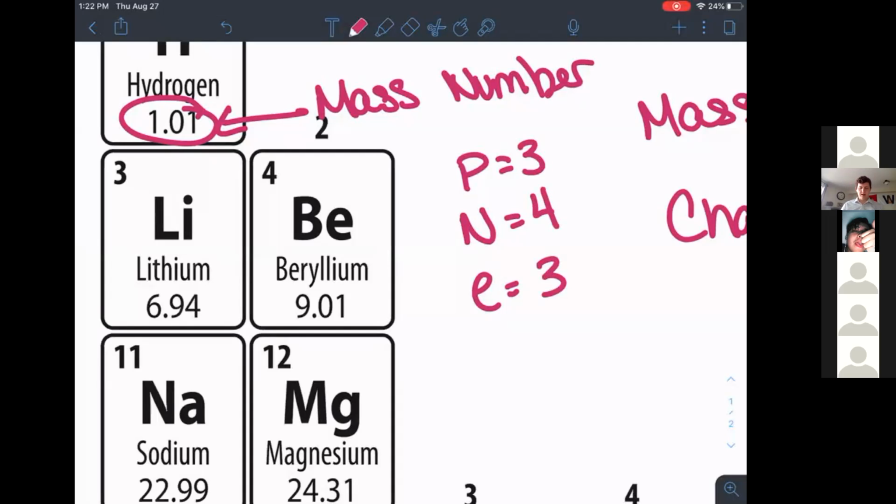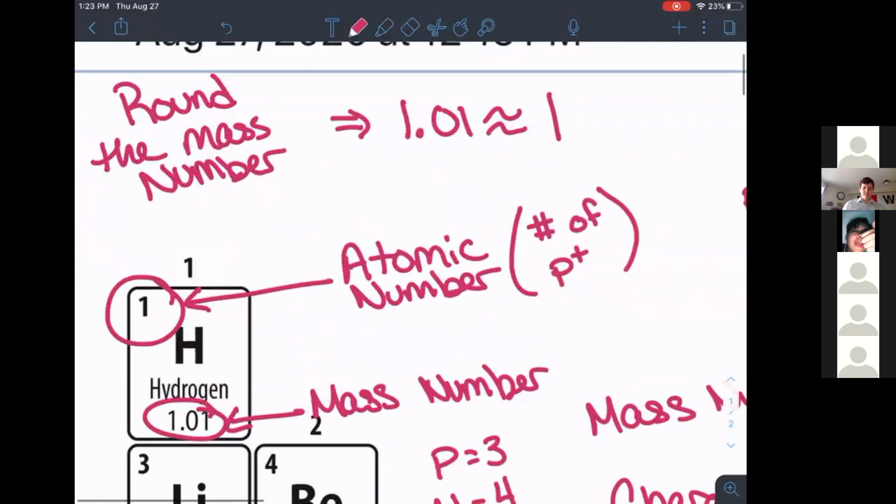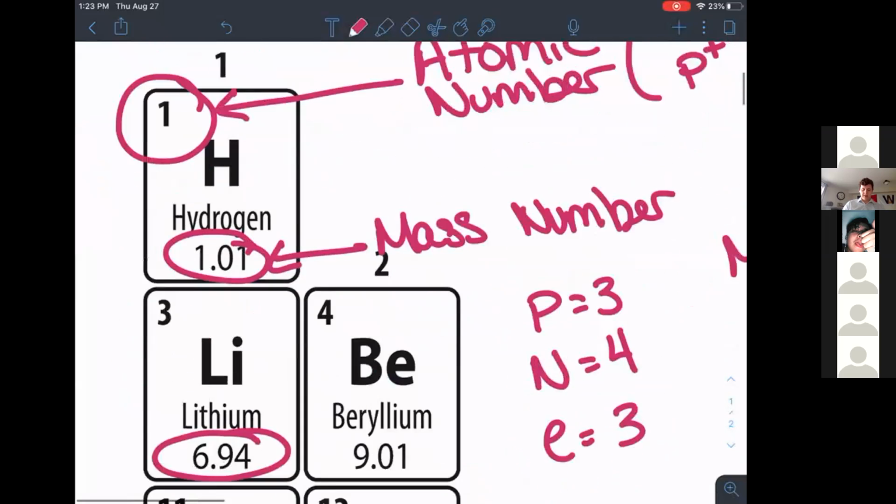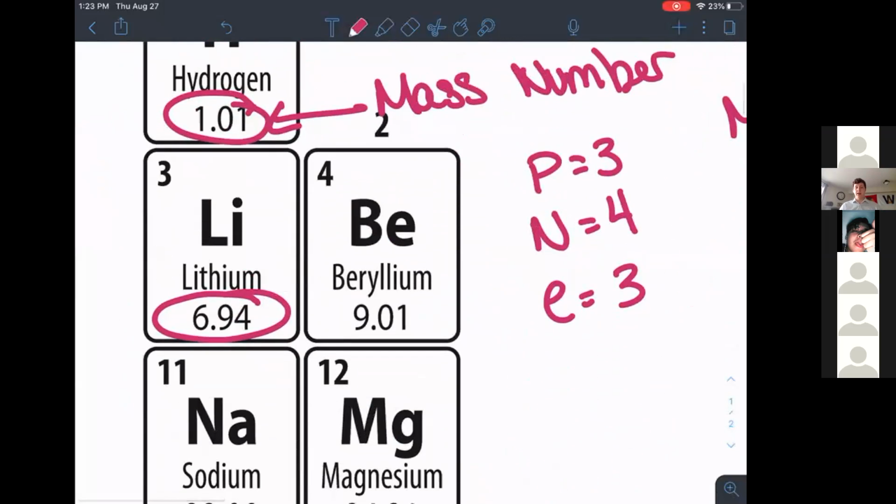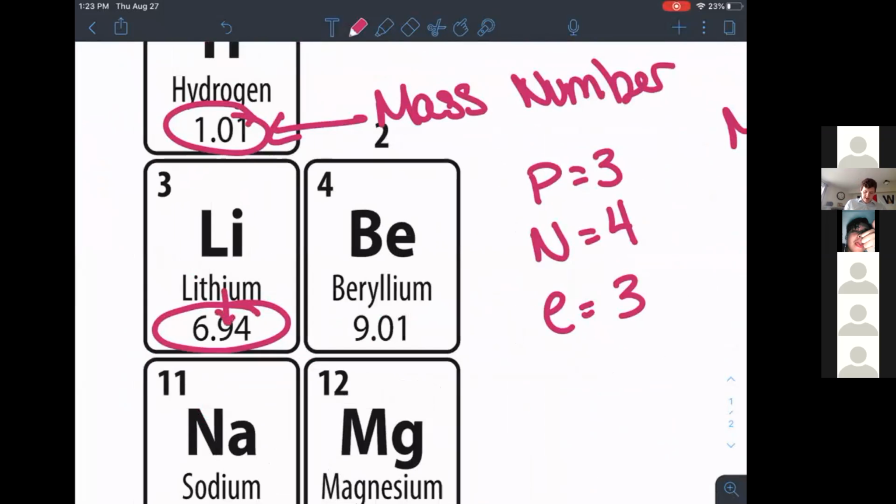No. All right, so remember our mass number equals our protons plus our neutrons. And our mass number is down here. That's 6.94. And remember that we're going to round the mass number. We want to round it to a whole number. So we look at this decimal point right here to see if we're going to stay at 6 or if we need to round up to 7. And because that number is 5 or higher, we're going to round up to the next number.